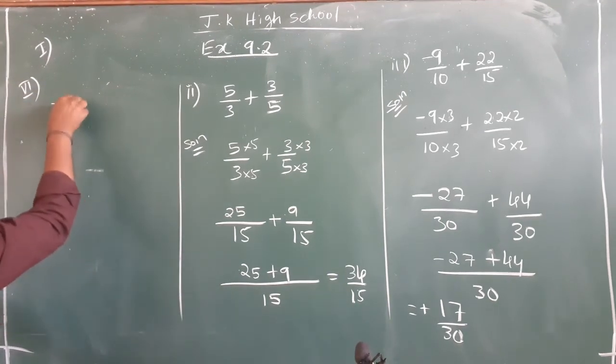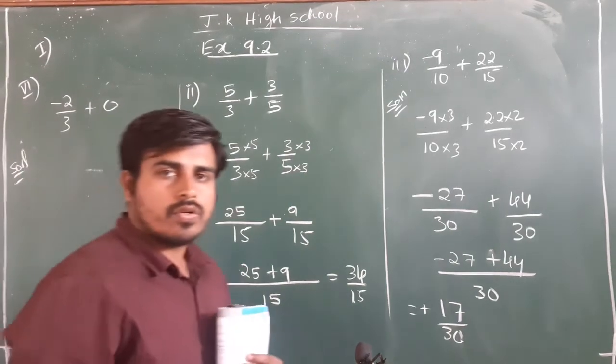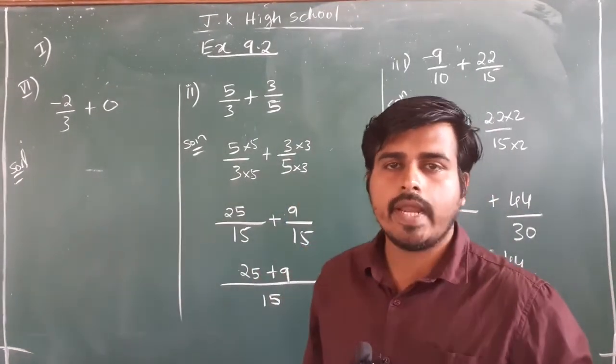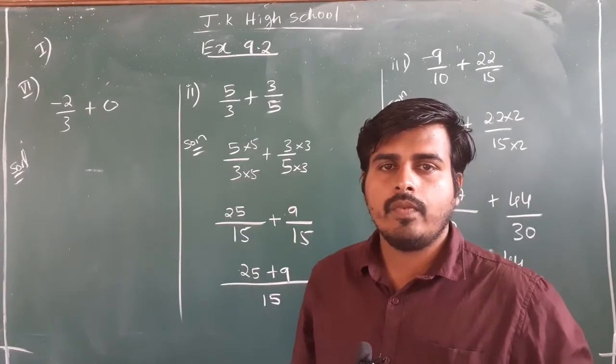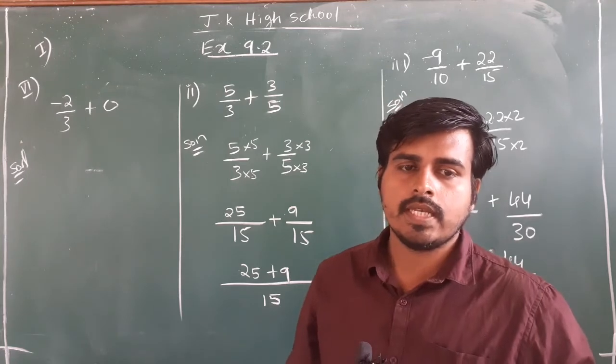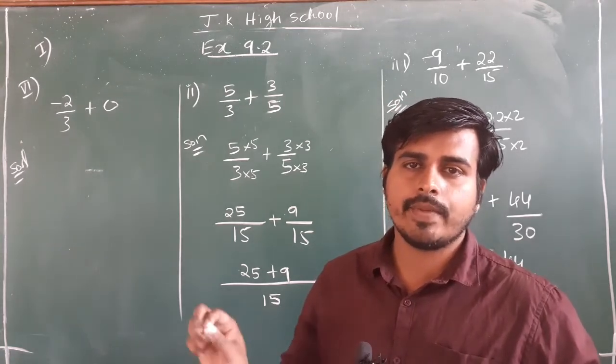Sixth: minus 2 by 3 plus 0. Solution. 0 is known as the additive identity. What do you mean by additive identity? Whenever you add any number to 0, the same number repeats. Means the number which you are adding to 0, its identity remains the same.